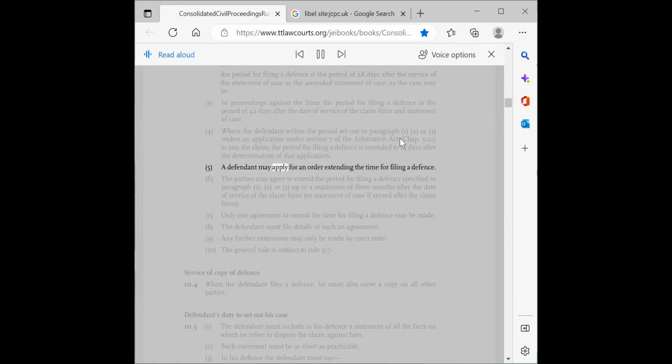5. A defendant may apply for an order extending the time for filing a defense. 6. The parties may agree to extend the period for filing a defense specified in paragraph 1, 2, or 3, up to a maximum of 3 months after the date of service of the claim form, or statement of case if served after the claim form. 7. Only one agreement to extend the time for filing a defense may be made. 8. The defendant must file details of such an agreement. 9. Any further extensions may only be made by court order. 10. The general rule is subject to Rule 9.7.